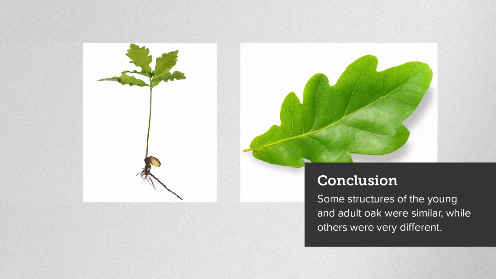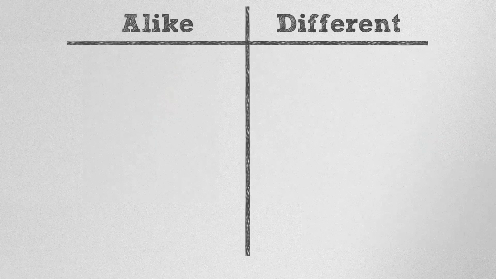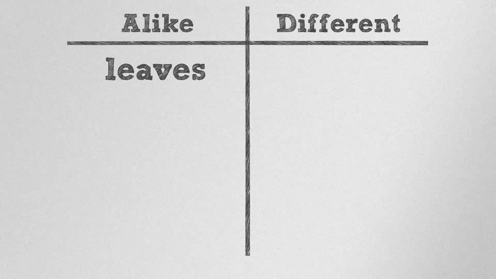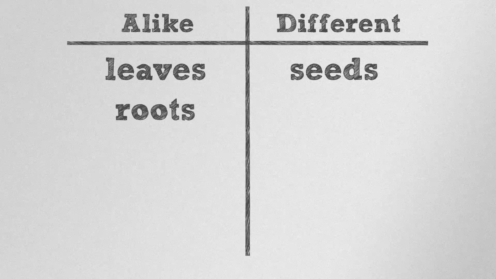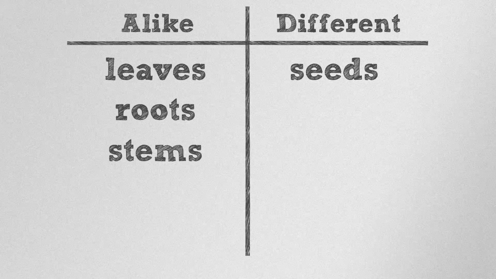Students should have observed that some structures of the young and adult oaks were similar, while others were very different. Students should have observed that the young oak and the adult oak have the same leaf shape. An adult oak has acorns, and the young oak does not. Both the young oak and the adult oak have roots and stems.